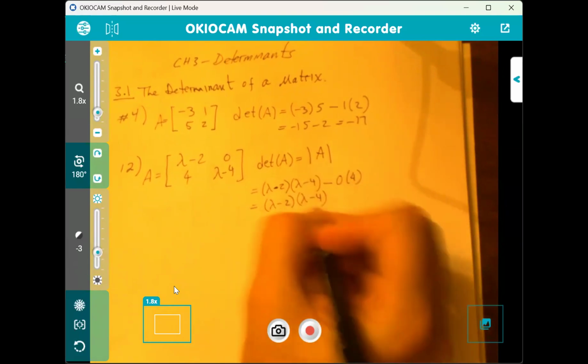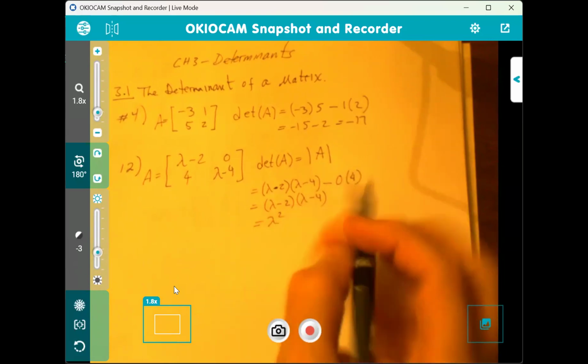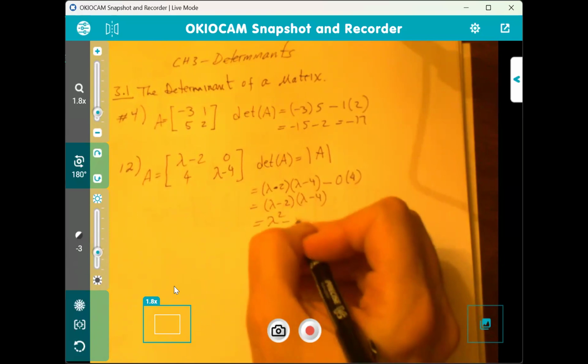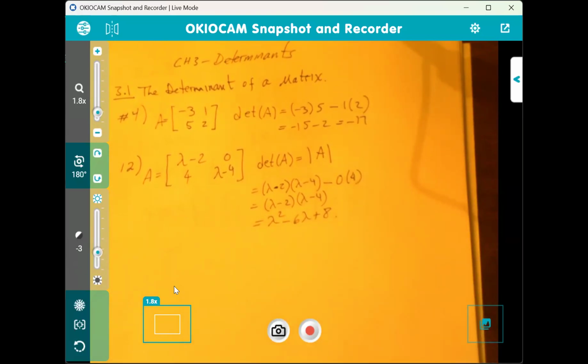Now, feel free if you want, you can FOIL this, right? FOIL it out. And what do we get? We get lambda squared. The OI in FOIL gives me what? Negative, that's 4 and 2, -6 lambda plus 8. And we get this second degree polynomial, which again, later on, we'll talk more about these extensively. But that's it for now. That's all we wanted to do. So everyone okay on this work? Hopefully we're good.